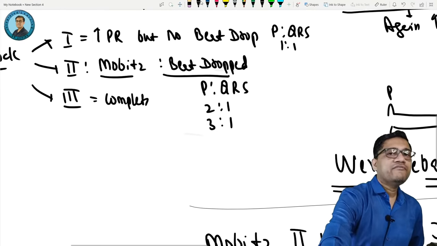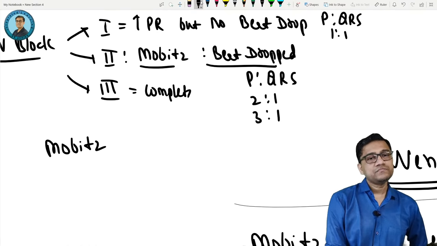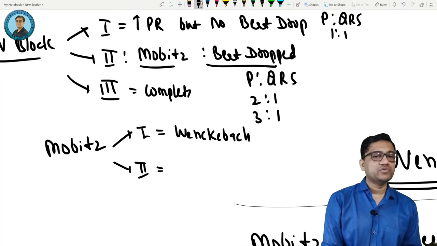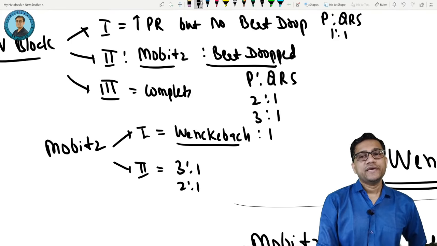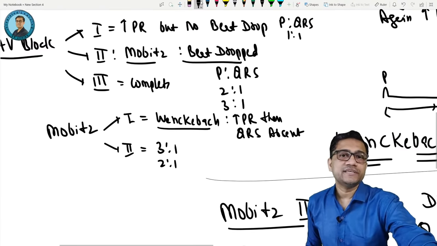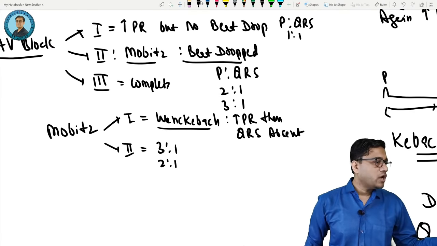And finally, a very important thing for that. What is Mobitz 1 and 2? 1 is Wenckebach and 2 is just Mobitz, okay? There is 3:1 or 2:1 block. Here what happens? Increased PR, then QRS absent. Are you clear? So this is the summary of what? The blocks. So summary of all the blocks.